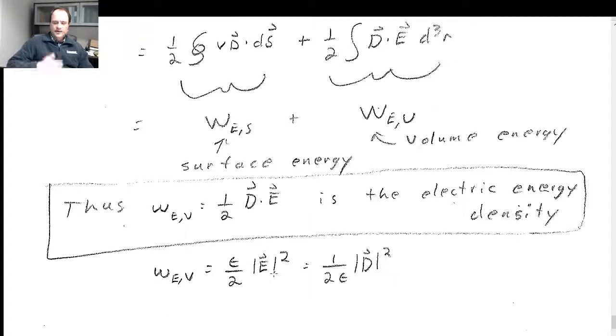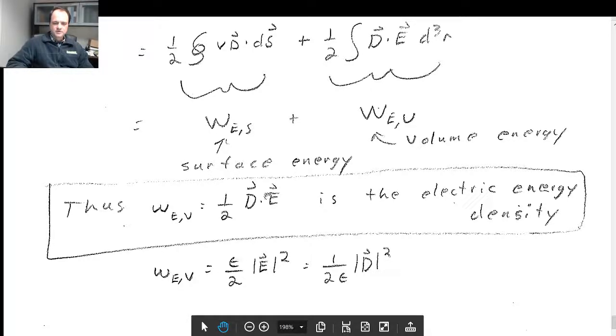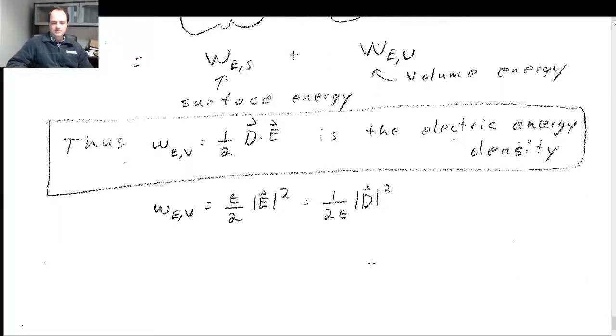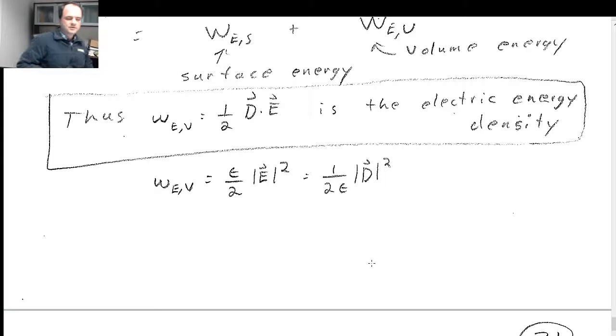So if you have a certain electric field and a certain flux associated with that, D, then the energy density for that field is this. With the constitutive relation, D being equal to epsilon E, you can express this as epsilon magnitude E squared over 2, or 1/2 epsilon magnitude D squared. And so just the field itself will contain energy. Most of you know that, but this is the formula for it.